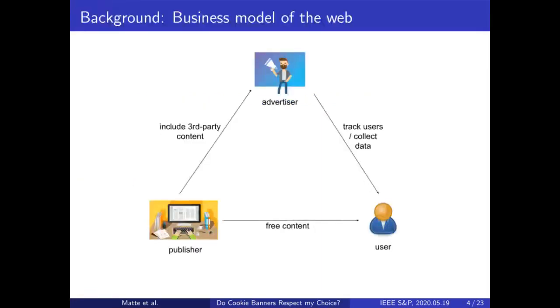But first, as a background, I need to describe the classical business model of the web. In this model, publishers will publish content, for free or not, to users, and because they want to get revenue out of this content publication, they will include third-party content from advertisers in exchange for revenue, and these advertisers will take advantage of this position to track users and collect their personal information.